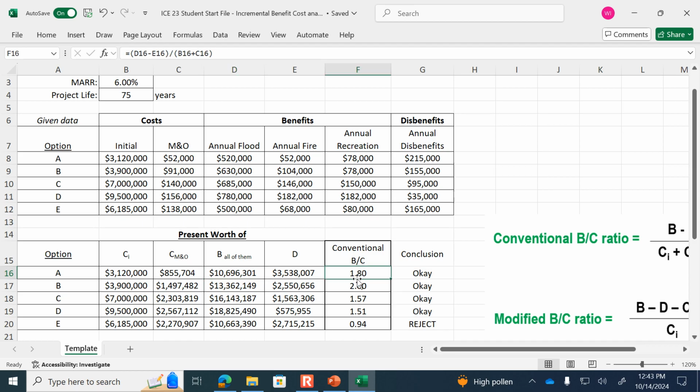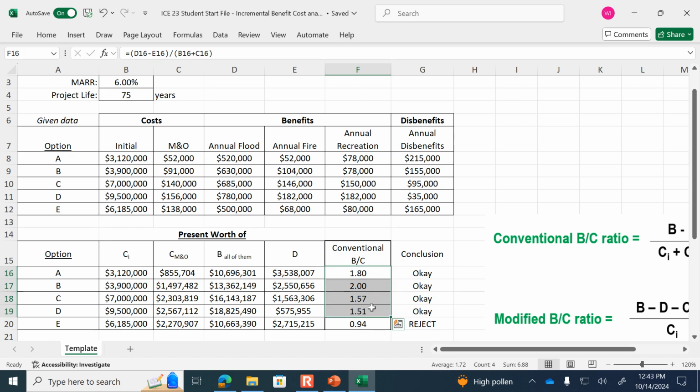So of the conventional B to C ratios, since option E was less than 1, we reject it, and we're not going to bother doing any incremental analysis with option E because, just in absolute terms, it is not an acceptable alternative. But what do you notice of these ratios? Option D was the lowest, but through the incremental analysis, that's the one we found out was the best. So we're not trying to maximize the B to C ratio.